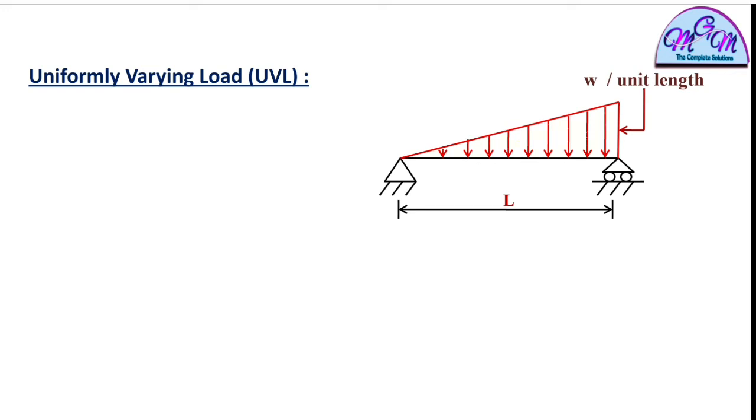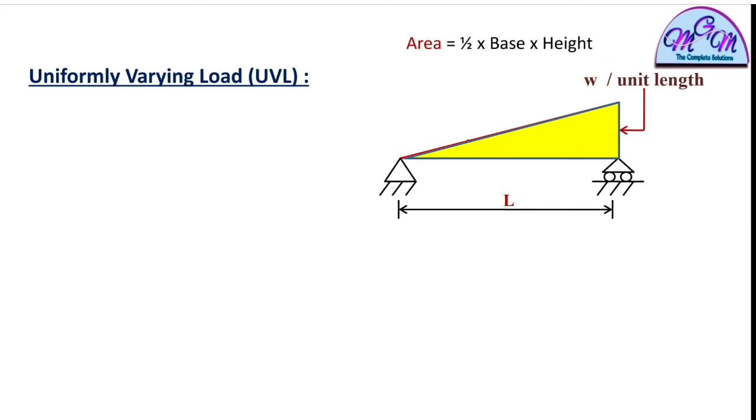If you see the shape of this UVL, it looks like a triangle. So if you want to convert this uniformly varying load into a concentrated load, the area of this triangle will be the equivalent load of the UVL, and we know that the area of a triangle is half into base into height. Here the base is L and the height is W.